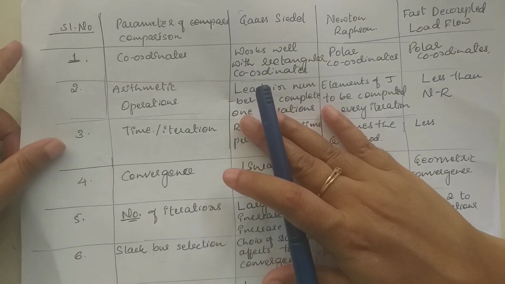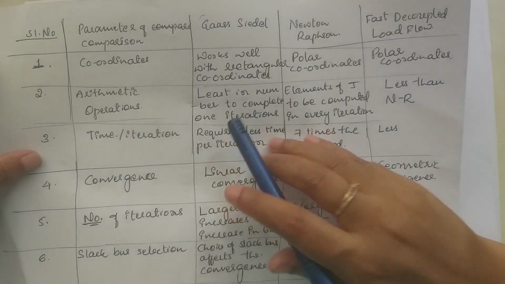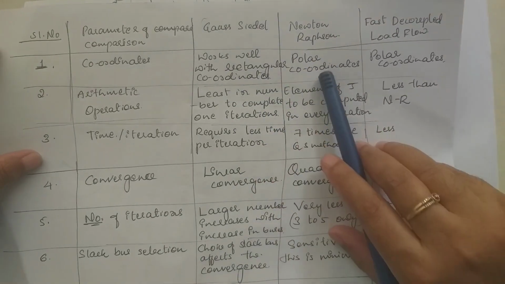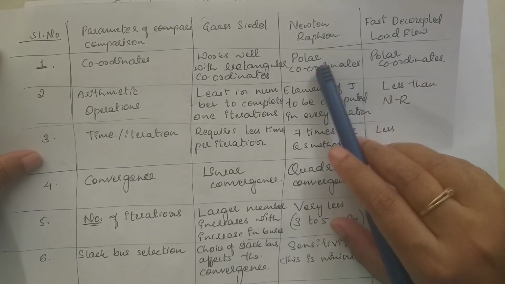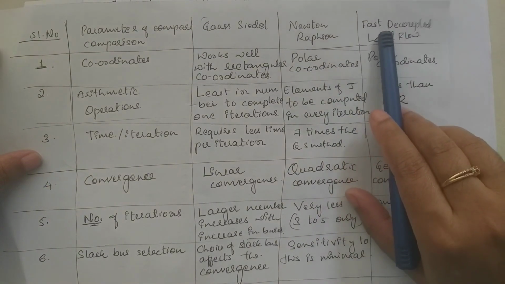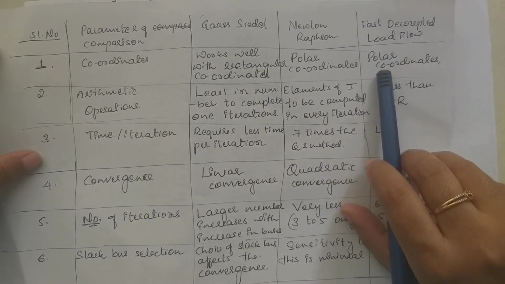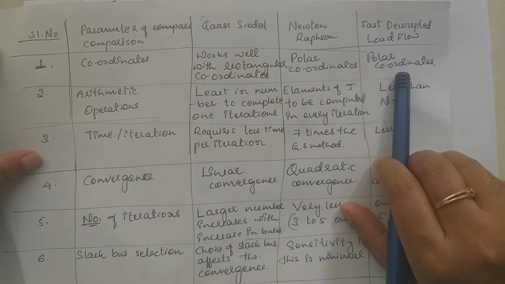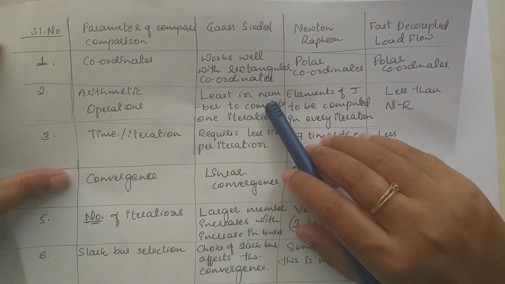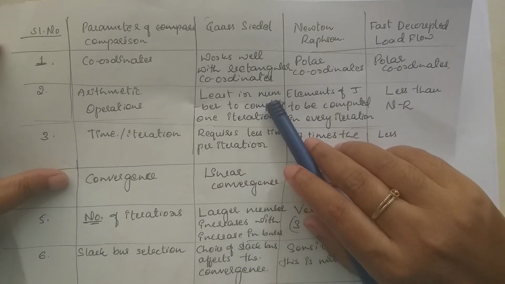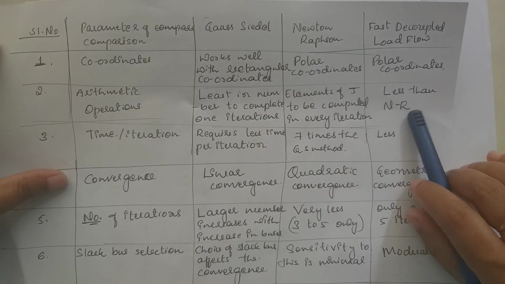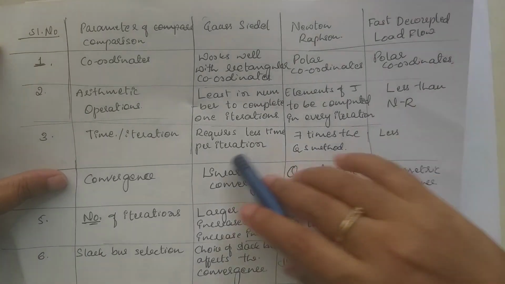If you take coordinates, Gauss-Seidel works well with rectangular coordinates. The Newton-Raphson method works well with polar coordinates, and the fast decoupled load flow method also works well with polar coordinates. Arithmetic operations are more in the NR method, least in the GS method, and less than NR in the fast decoupled load flow method.